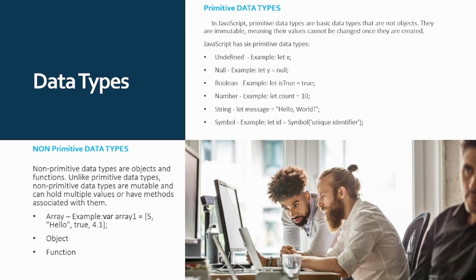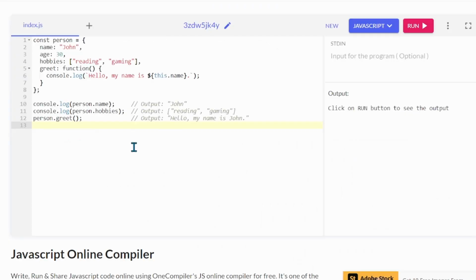Non-primitive data types. In JavaScript, non-primitive data types are objects and functions. Unlike primitive data types, non-primitive data types are mutable and can hold multiple values or have methods associated with them. Here are some commonly used non-primitive data types in JavaScript: array, object, and function. So in this example, I'll show you object, array, and function, all three non-primitive data types.